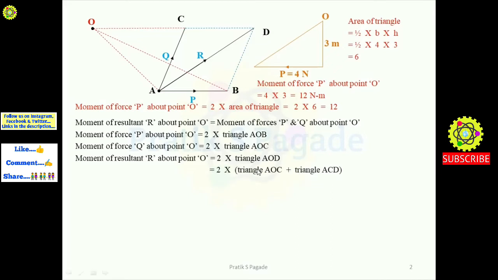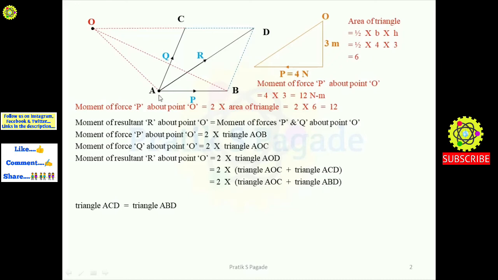So further seeing this, we can write triangle AOD as triangle AOC plus triangle ACD. As you can see here, 2 into triangle AOC plus triangle ACD, because AOD is the combination of triangle AOC and triangle ACD. Further see, as this is a parallelogram, triangle ACD is equal to triangle ABD. So we can change triangle ACD to triangle ABD, as both are the same triangle. So here 2 into triangle AOC plus triangle ABD.